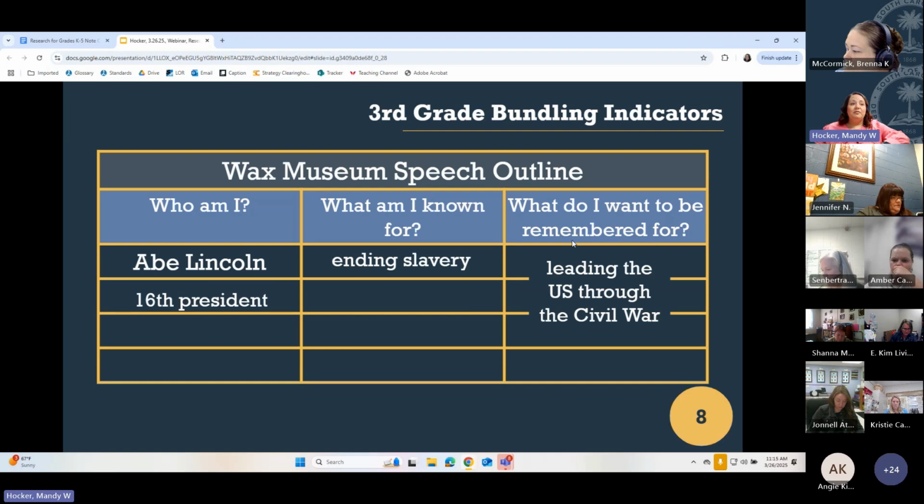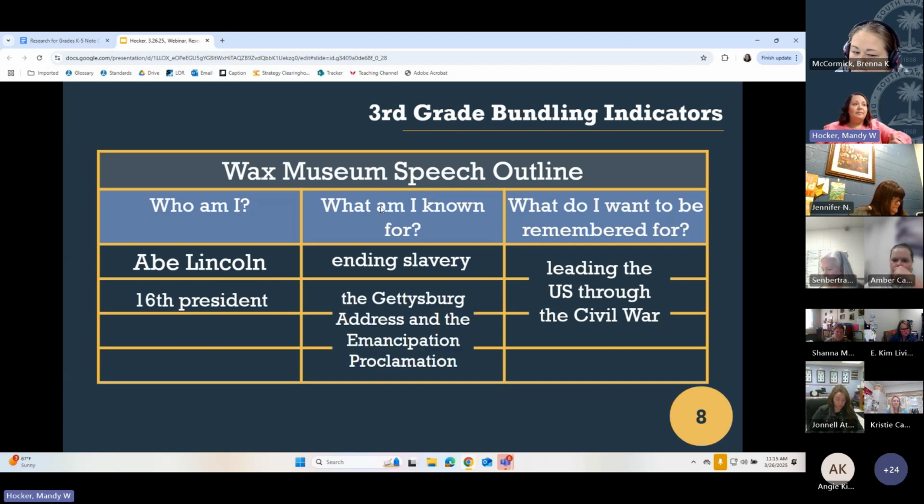What do I want to be remembered for? Leading the U.S. through the Civil War. Now, we know that he passed away right before the end of the Civil War, but hopefully that's what he wants to be remembered for. I think if I was Abraham Lincoln, I'd want to be remembered for that. But some other things, what am I known for? Well, I'm known for the Gettysburg Address and the Emancipation Proclamation.